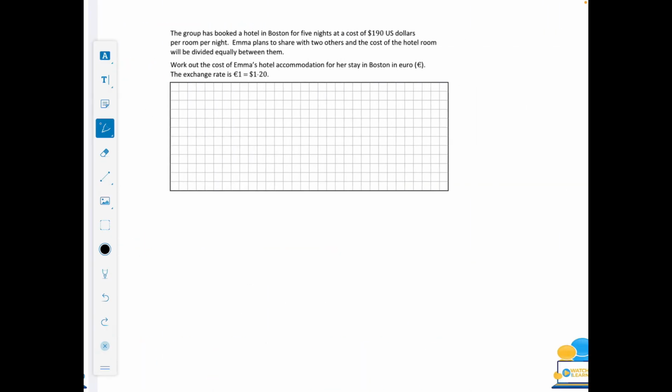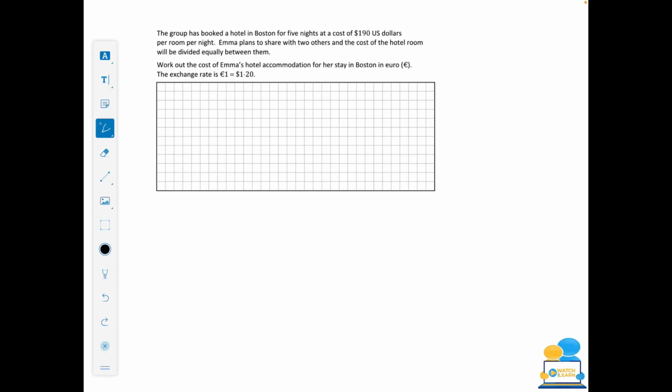Okay, so we're going to look at the calculations now for the exam questions. The group has booked a hotel in Boston for 5 nights at a cost of $190 per room per night. Emma plans to share with 2 others, and the cost of the hotel room will be divided equally between them. So a lot of information there. One room costs $190 and it's going to be shared between 3 people. So to find the cost per person, we're going to divide by 3, which will give me 63.33. That's the cost per night.